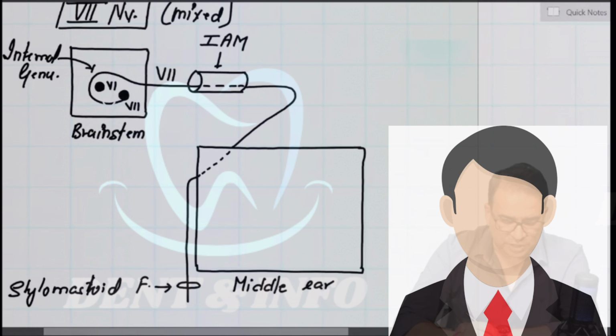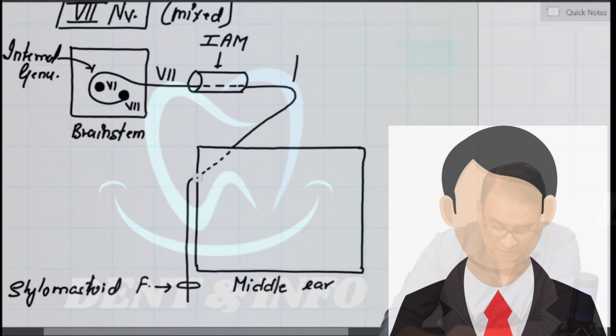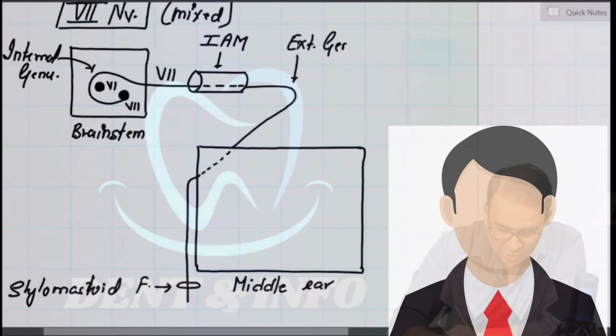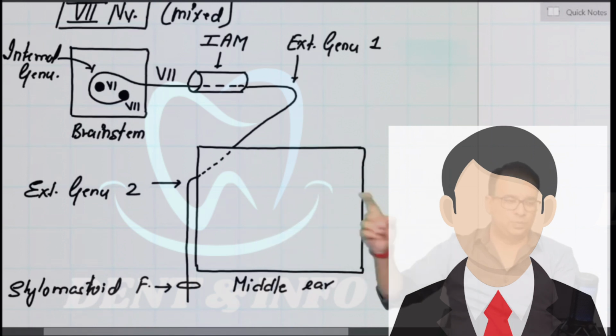So what you saw is that the facial nerve makes an internal genu. The facial nerve goes into the internal auditory canal or internal acoustic meatus, and then forms two more genu here. Guys, look at this. One bend is here, one bend is here, close to the middle ear cavity. So guys, there are two external genu here. This is called external genu 1, and this one here is external genu 2.